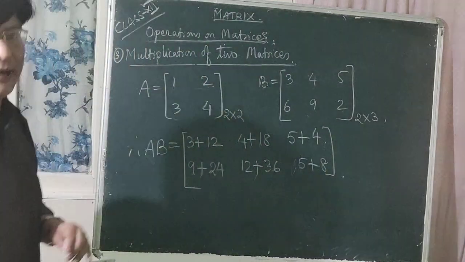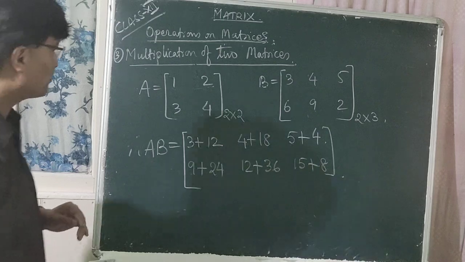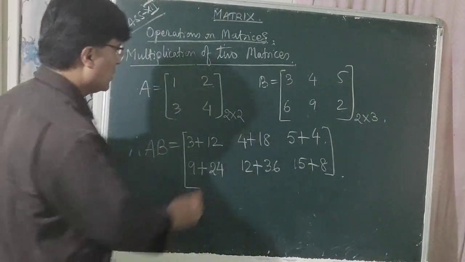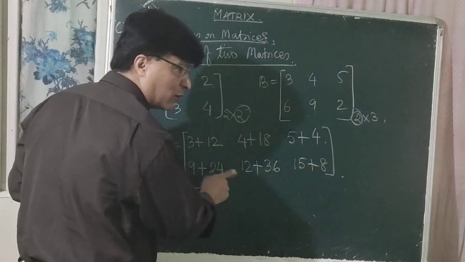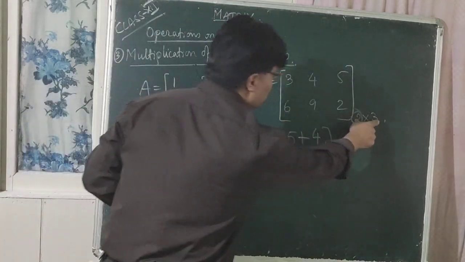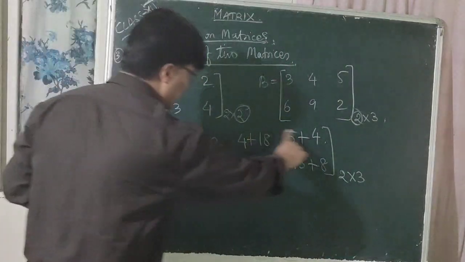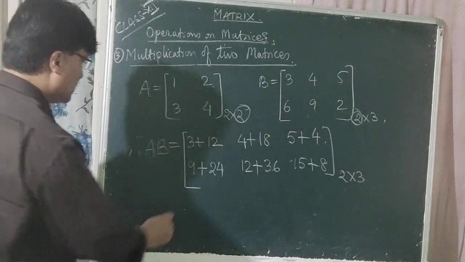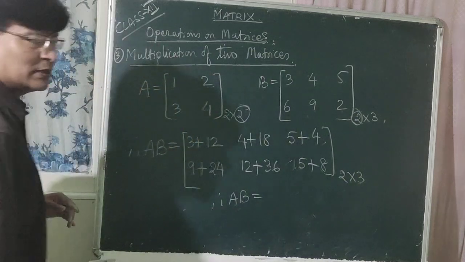So this is your matrix multiplication. I think you have understood it. So what will be the order of this matrix AB? These two remain the same. So the order of this matrix AB should be 2 cross 3. Is it 2 cross 3? Yes. This is 2 rows and how many columns? 3 columns. Right? So therefore AB is equal to what?